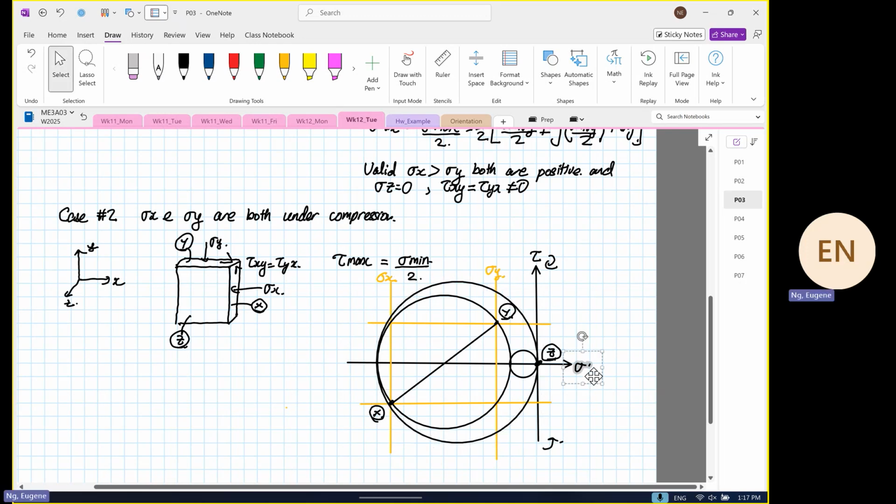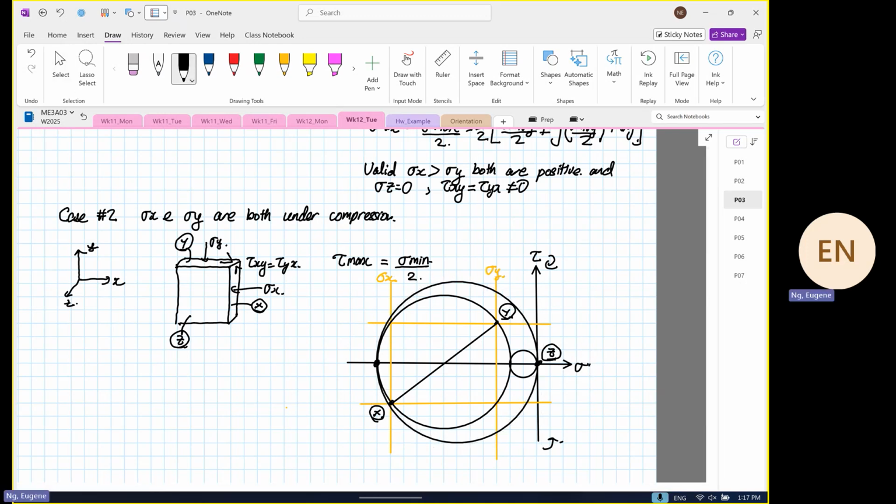Okay. So we know that over here, now this corresponds to our stress min. And with our stress min in compression, the shear is an absolute value. So tau max is equal to stress min divided by 2, absolute value. Okay. Right, I'm going to stop here.